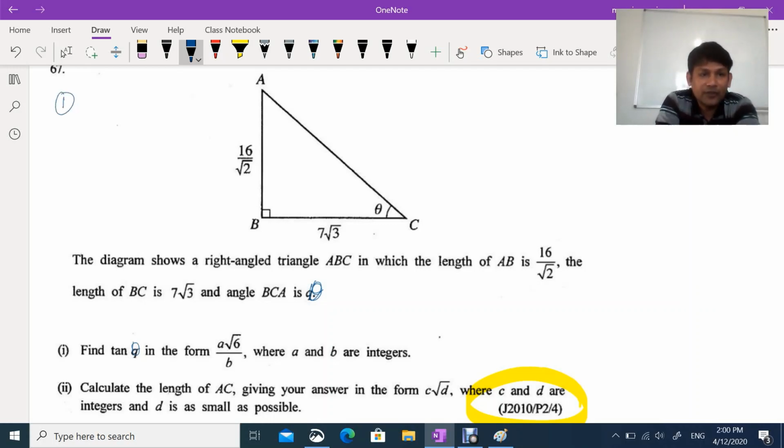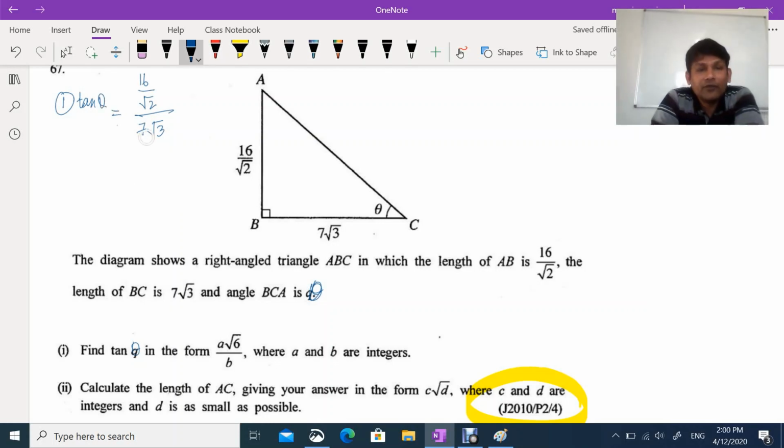The first is we require tan theta, in terms of this, where A and B are integers. Remember, there is no under root in the denominator, so we have to remove the denominator root if we find tan theta. What is the tan theta ratio? According to SOHCAHTOA, tan is opposite upon adjacent. So what can we write? Tan theta is 16 under root 2 divided by 7 under root 3. This is opposite upon adjacent. I have written tan theta, the ratio.